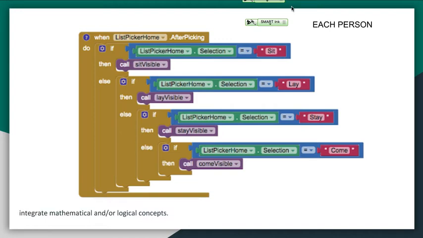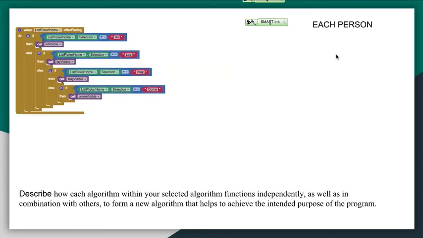And they have to involve math or logic. So if you look at this particular example, this is an equal sign, it's a math block. You are using a math concept. Then you have to be able to describe it. You have to describe how each algorithm within your selected algorithm functions independently as well as in combination with others to form a new algorithm that helps achieve the intended purpose of the program.